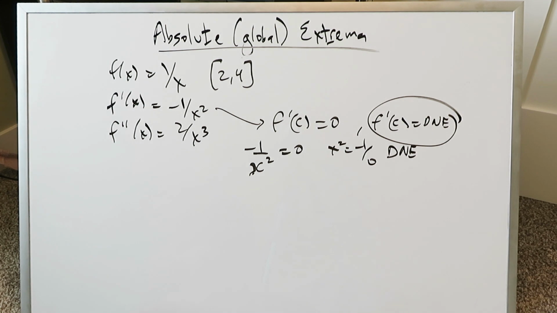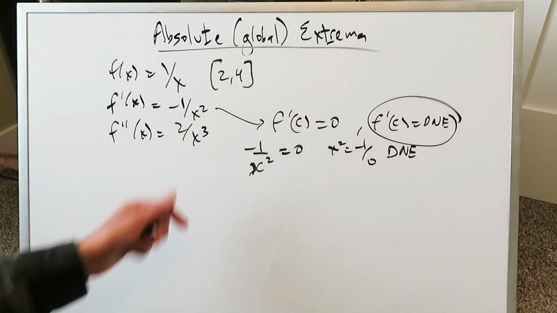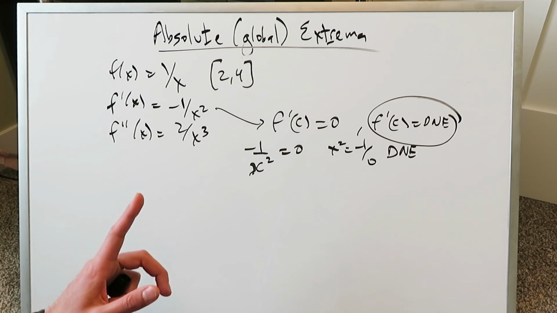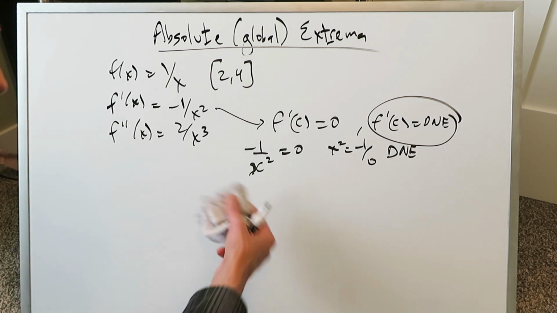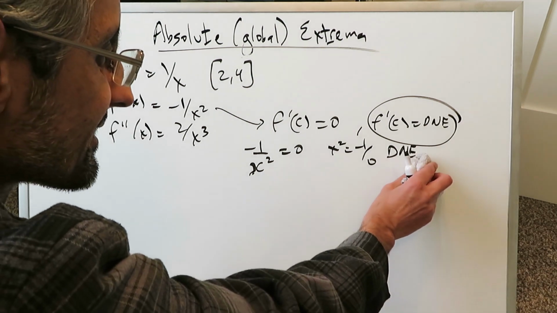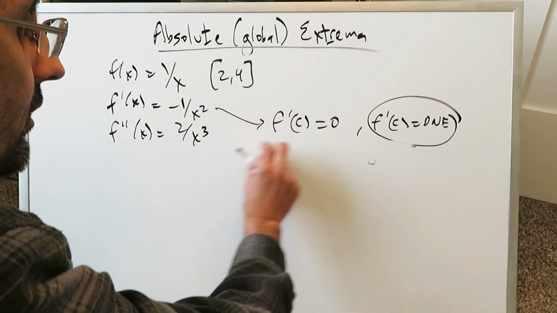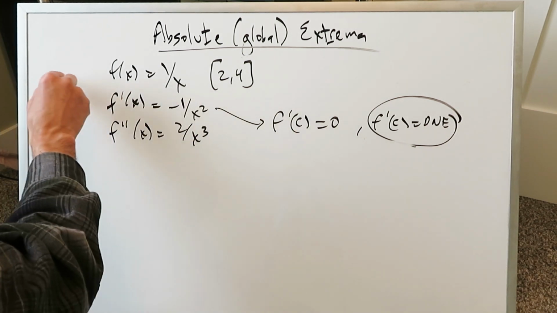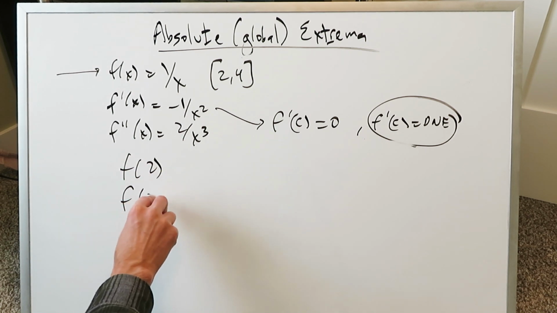What does this tell you? Beyond the endpoints, we have no critical points that will generate either a relative maximum or a relative minimum. There are no localized extreme values. That's all this is telling you. That does not exist tells you that you only have to evaluate your endpoints. You will only have 2 points to evaluate here, and those 2 points will then get plugged into your original function. You'll do f of 2 and you'll do f of 4.